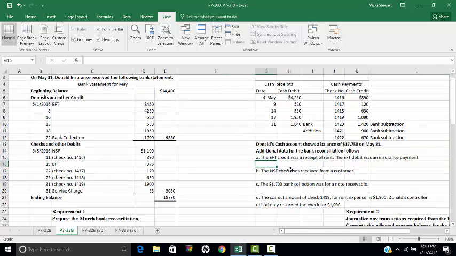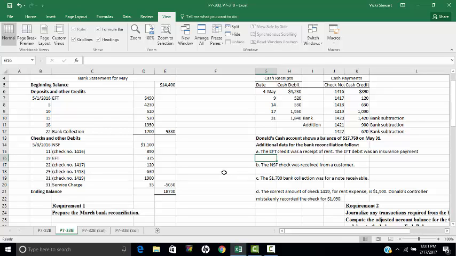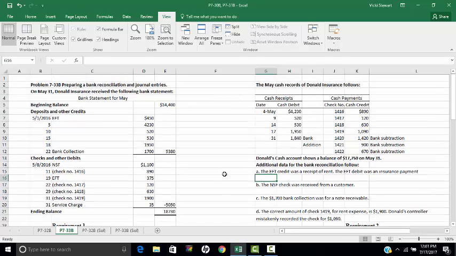Now let's look at the additional information that we've been given in the problem so we can determine the other items that are listed and how we need to handle those on the book side. So we see that the EFT credit was a receipt of rent and the EFT debit was an insurance payment. So they're referring to these items here that are shown as EFT amounts. So we know that if they collected rent from us, that's going to be a book addition on the book side, and we would also have to make an entry for that. And the insurance payment would be a book subtraction, and we would also need to make an entry for that.